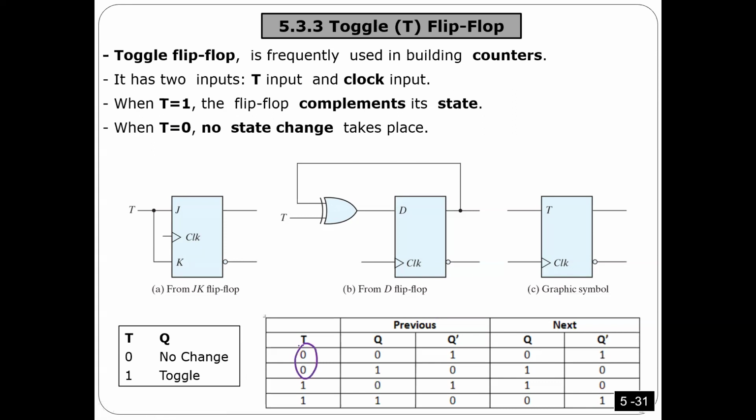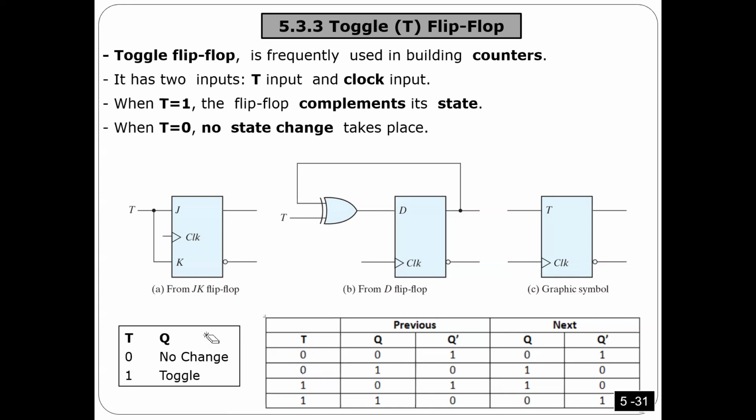If the input is zero, zero here means no change. Okay? So here, if you see this table, if the input is zero, no change. What do I mean by no change? I mean, if the current Q is zero, at the clock, it's going to stay zero, no change. If it is one, at the clock, it's going to stay one. Okay? But if T is equal to one, that means it's a toggle or complement. That means if the current Q is zero, at the clock, it becomes one. If it is one, at the clock, it becomes zero. Okay? Toggle.